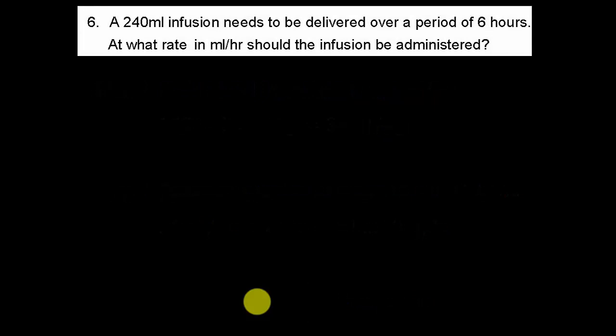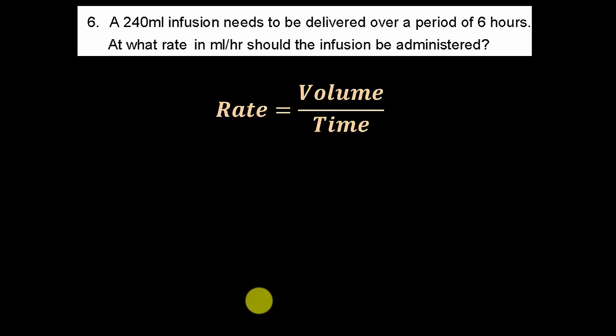Question 6. A 240 milliliter infusion needs to be delivered over a period of 6 hours. At what rate in milliliters per hour should the infusion be administered? Now an infusion has a very simple formula, which is rate equals volume over time. So let's use this formula to unpack the question.